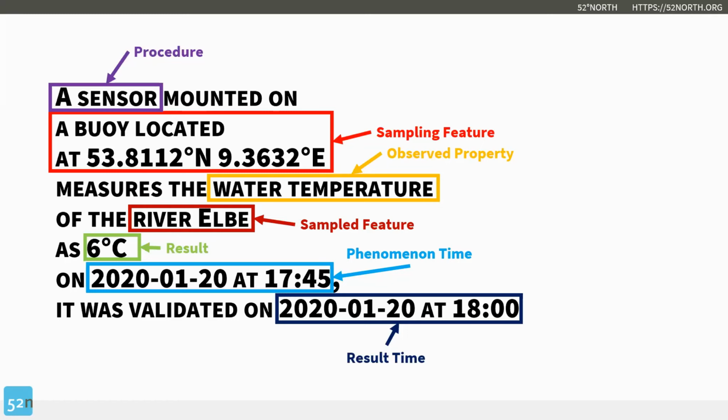In other cases, some of you may deal with samples taken at a lake, and then the sample is taken to a laboratory where it is analyzed. And after 2 days of analysis, the value is published. Then we would have the phenomenon time at the point in time when the sample was taken, and the result time would indicate when the data was published. So these are the core properties defined by the O&M observations and measurements standard. And this gives us some guidance later on what we need to consider when working with observation data.